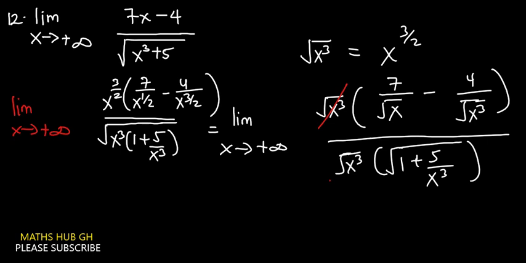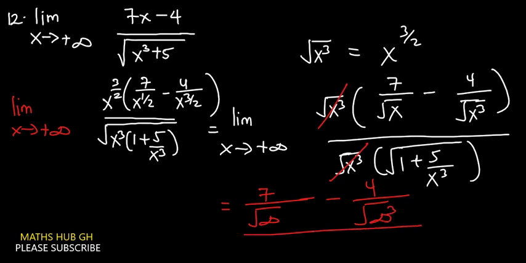This will cancel out this, and then from here let's try the direct substitution. You're going to have 7 over the square root of infinity, minus 4 over the square root of infinity cubed, divided by the square root of 1 plus 5 over infinity cubed. That's what you are going to have. Now let's simplify this.